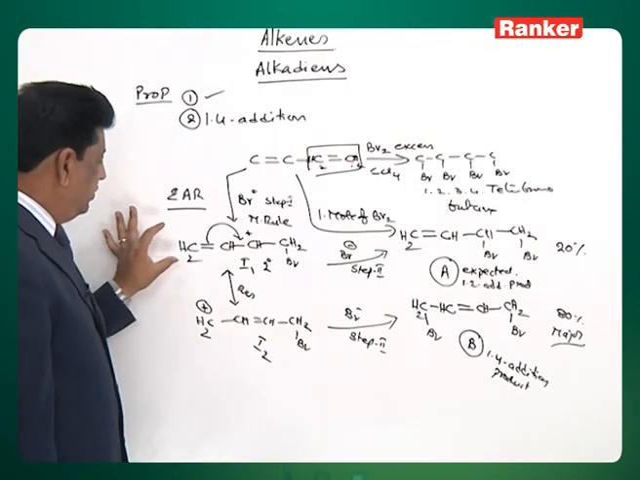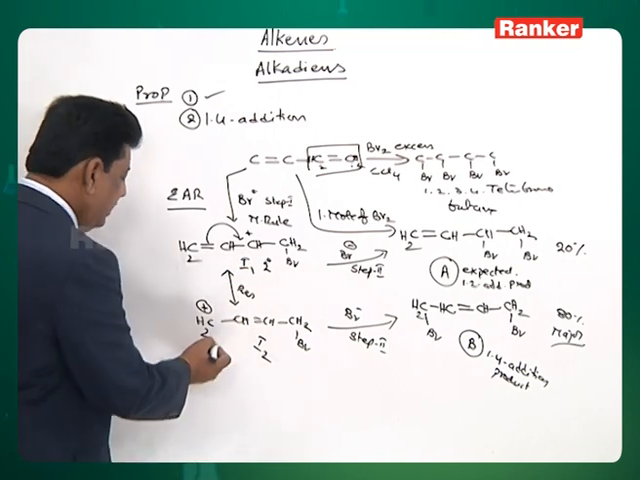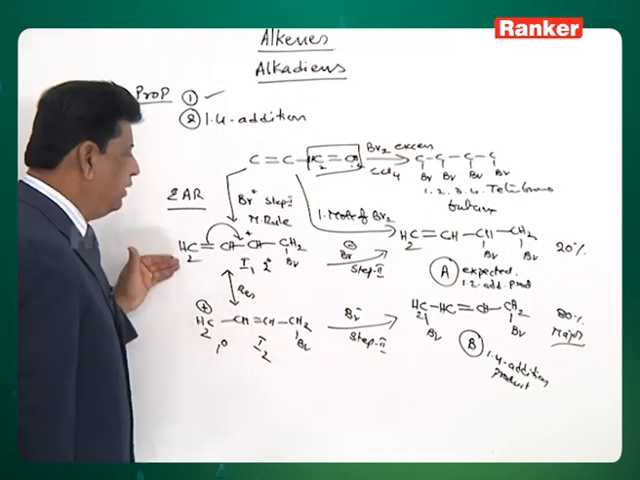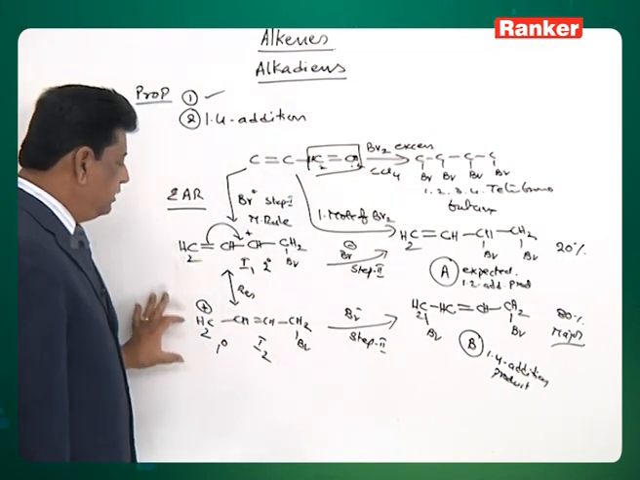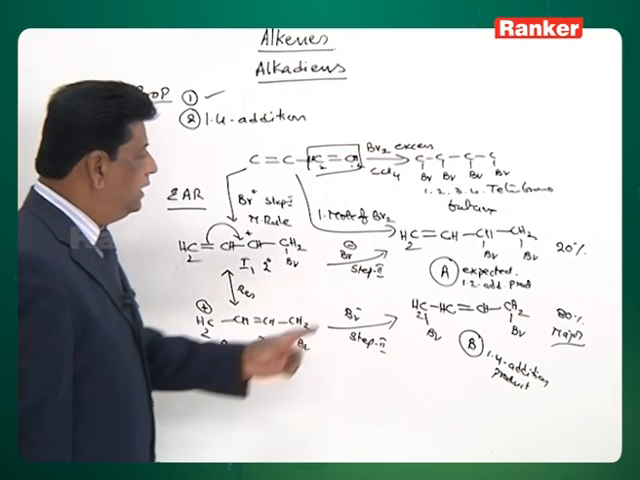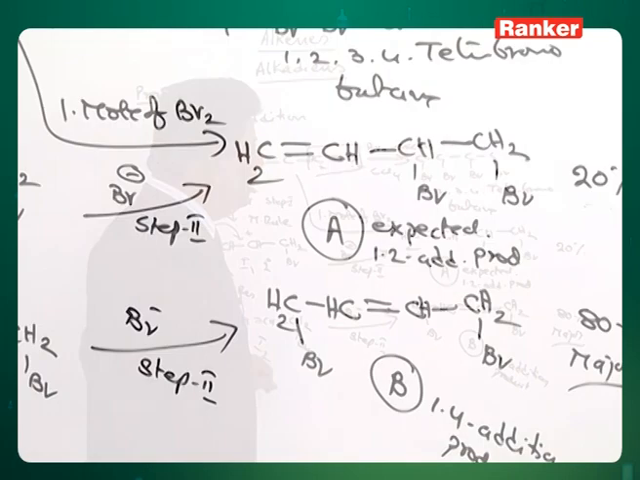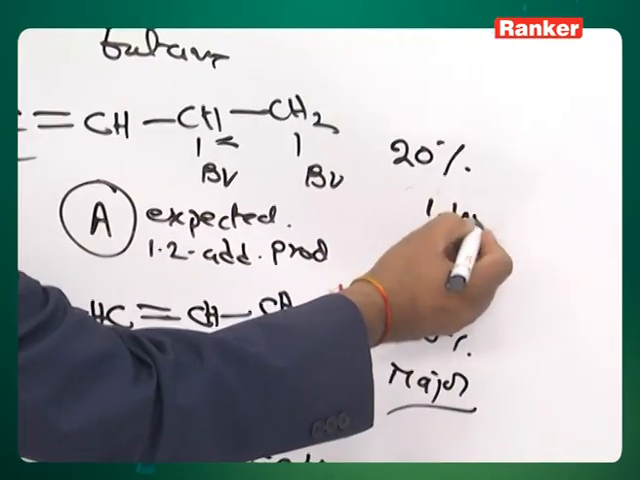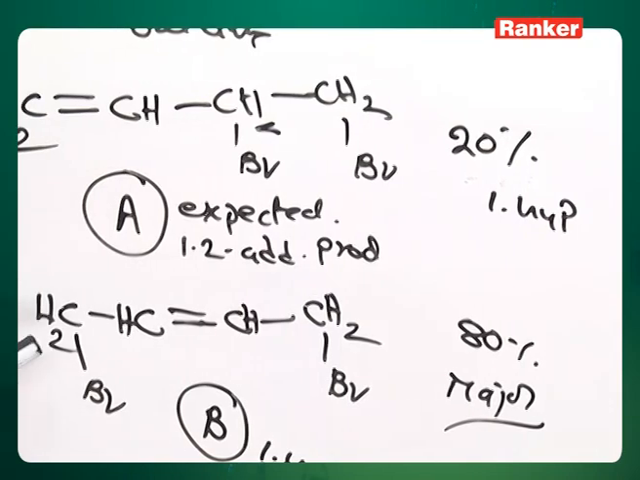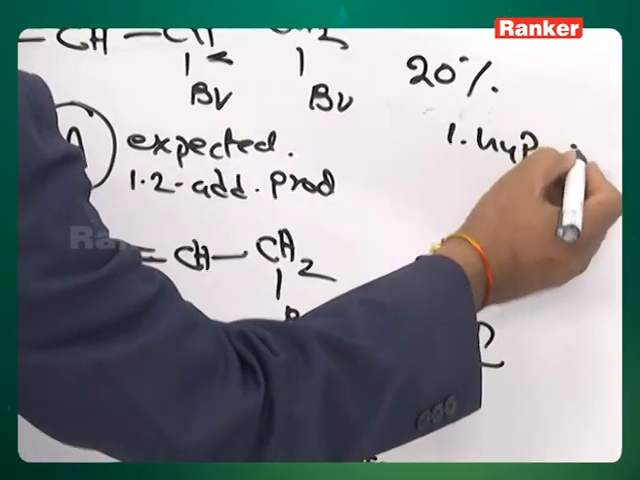In fact, if you consider intermediate stability, this is 2 degree, this is 1 degree only. See, 2 degree must be the more stable one. So, therefore, this should be the major one. But here intermediate stability is not the criterion, it is the product stability that is the criterion. In the product A, how many hyperconjugations are there? Only 1. So, 1 hyperconjugation versus this side 2, that side 2, 4 hyperconjugations.